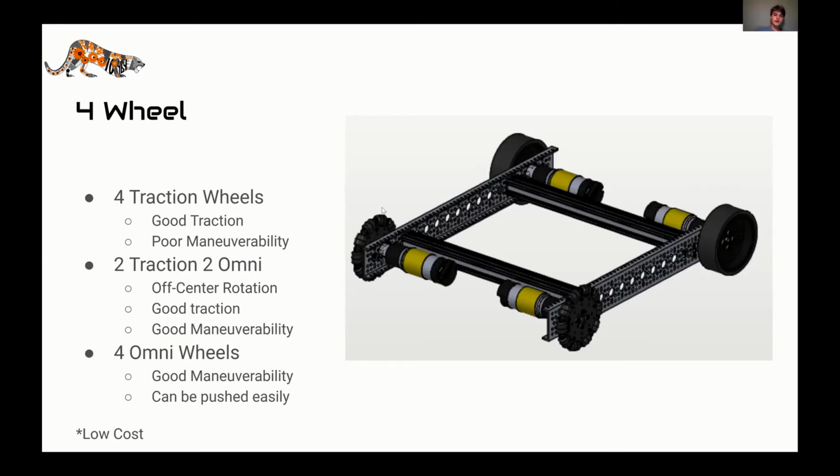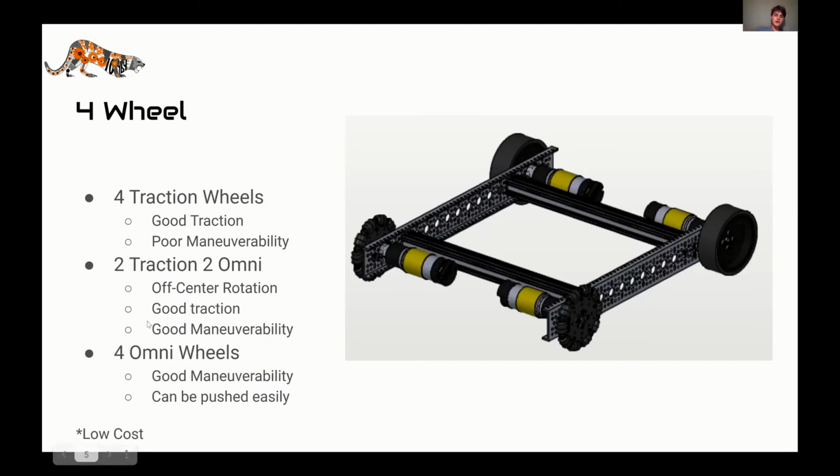The second configuration is the two traction and two omni. That is using these two omni wheels. Omni wheels are thinner wheels that have rollers on the sides of them so that they can move around the axis of rotation where the motor is, but also they can slide side to side. If you have two traction and two omni wheels, then your center of rotation won't be in the center of your robot. It will actually be in the center of your two traction wheels. It will have better traction than some drivetrains, but it's also got some decent maneuverability.